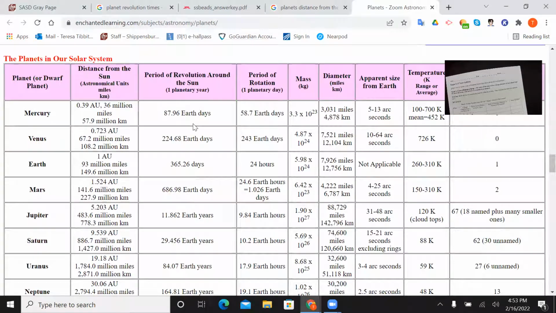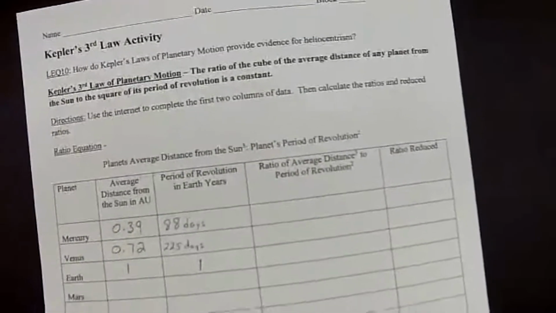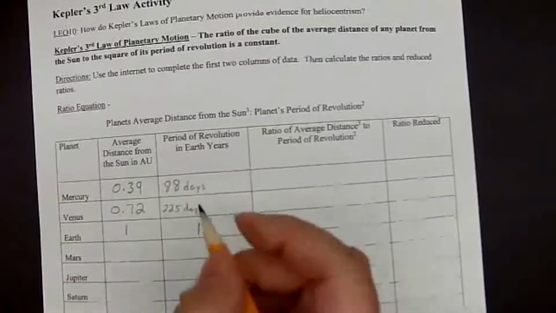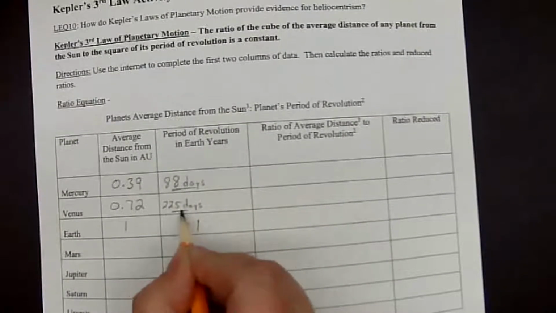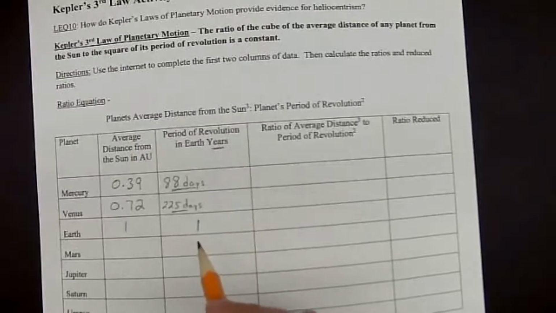So I'm going to write down these values. I'm going to round that first one up, Mercury, to 88 days, because it's almost that. And the next one, I'm going to round it up to 225 days. And then Earth is 365.25 days, but that's 1 year, and we need the numbers in years. So I just wrote that down. So I've got all my data, and I've added it to my paper. Now we have to take care of this because we want our units in years.